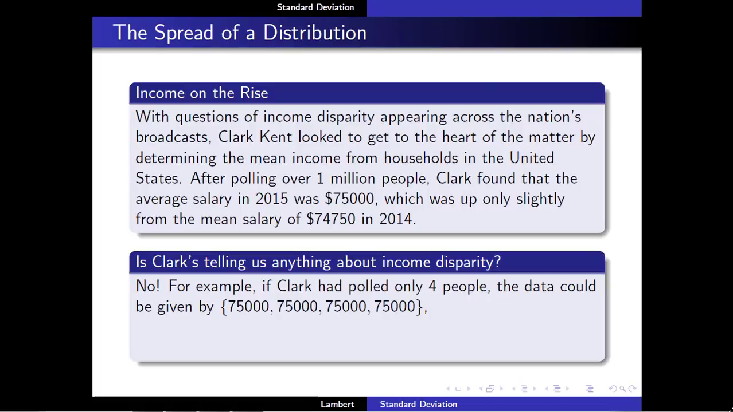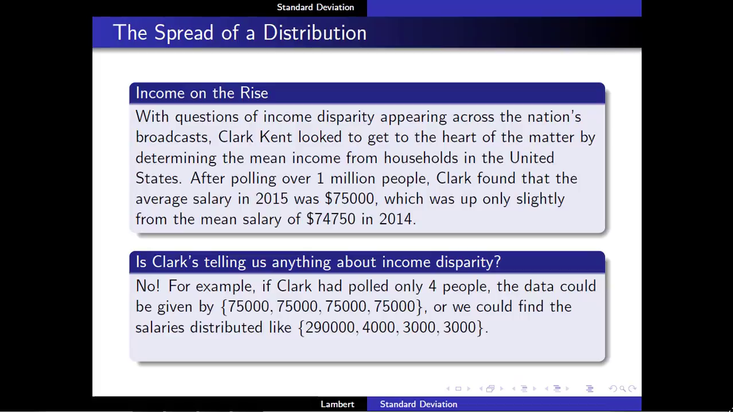Whereas if we actually look at another data set, say 290,000, 4,000, 3,000, and 3,000, that actually has the same mean, but it's a much different data set. And look at the disparity between the incomes here. So that's what we want to try and address here, this variance going on within the data set, and that's dealing with this income disparity question. Notice these are giving us a completely different picture. So that's what we're going to focus on looking at.